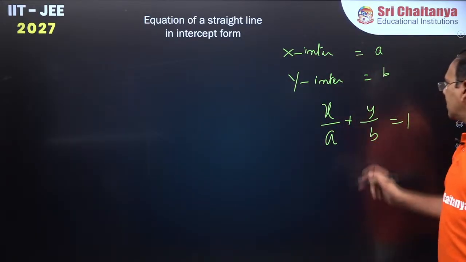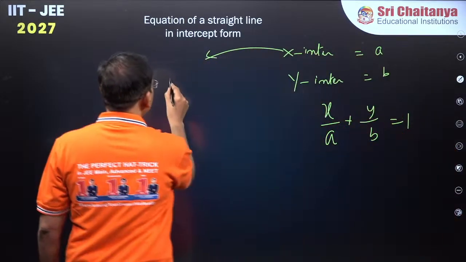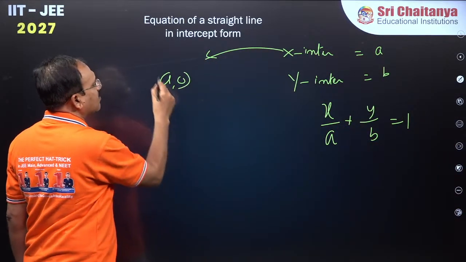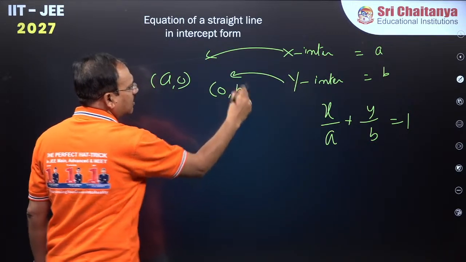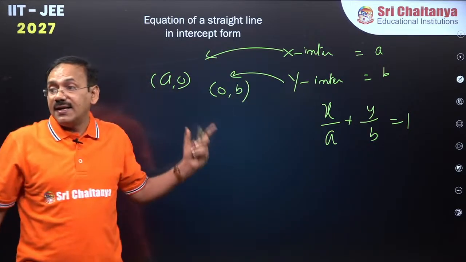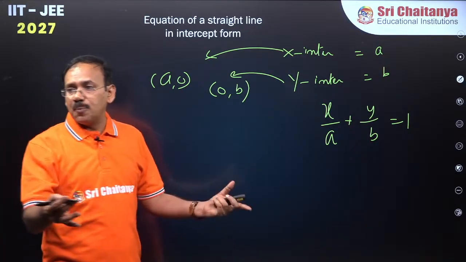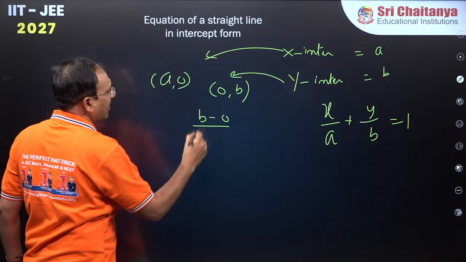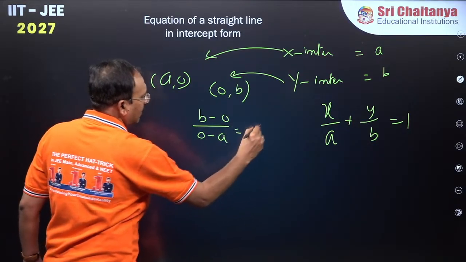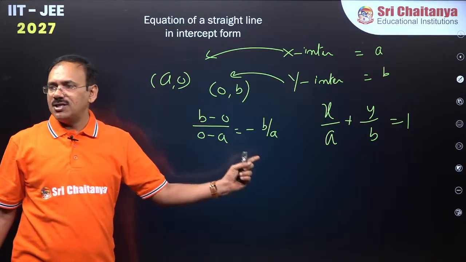Okay, right? So this is very simple. X-intercept a means it is passing through the point a comma 0. Y-intercept b means it is passing through the point 0 comma b. It is the 2-point form indirectly. If 2 points are given, slope is b minus 0 by 0 minus a. So minus b by a is the slope. One of the points you can use.